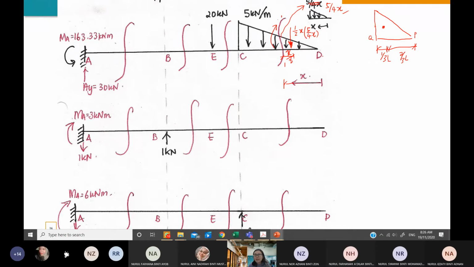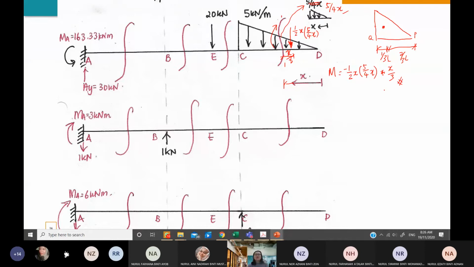To get my moment M, I don't have space here, so I will write here, it will be equal to the load. The load is half x times 5 over 4 x. You can simplify it later. And the distance will be x over 3. Then you check the sign of this moment. The applied moment is acting in the same direction as your internal moment, so it will be a negative sign. So this is your moment. You can simplify it later.